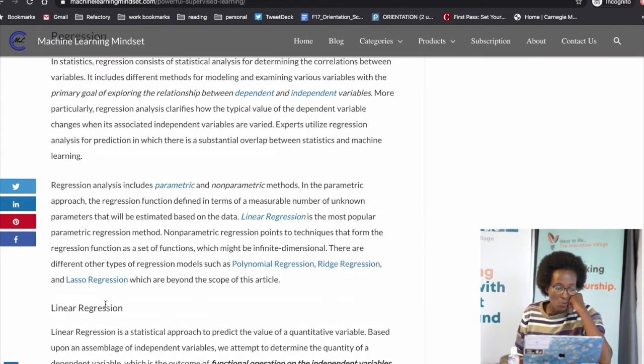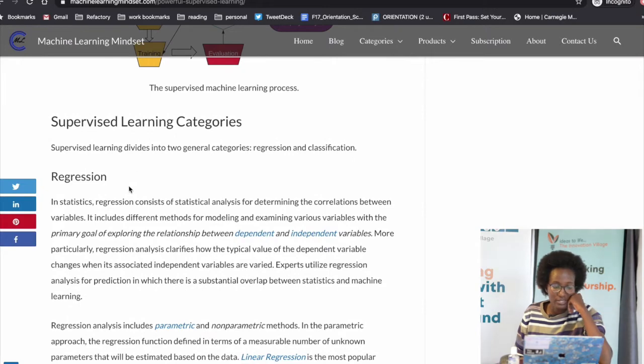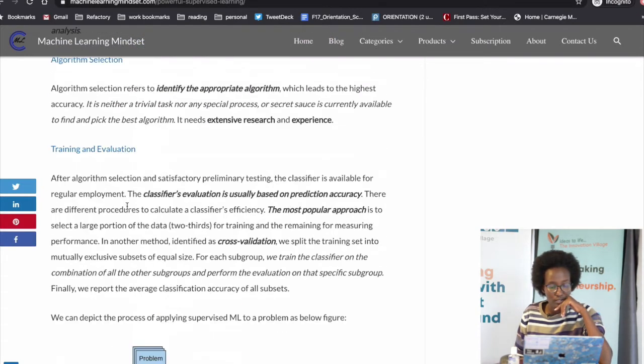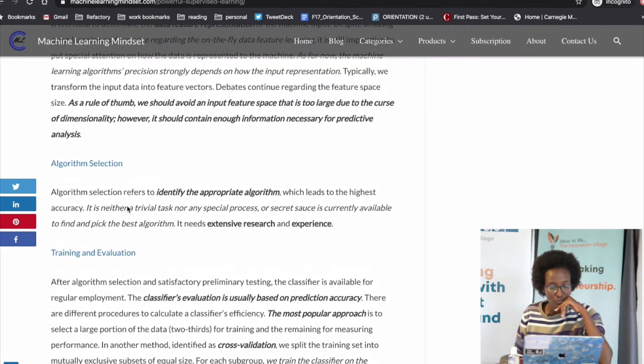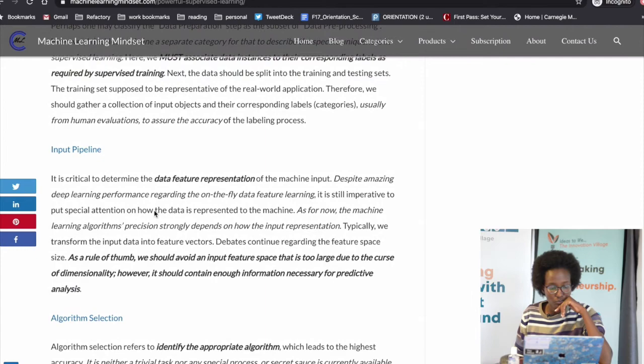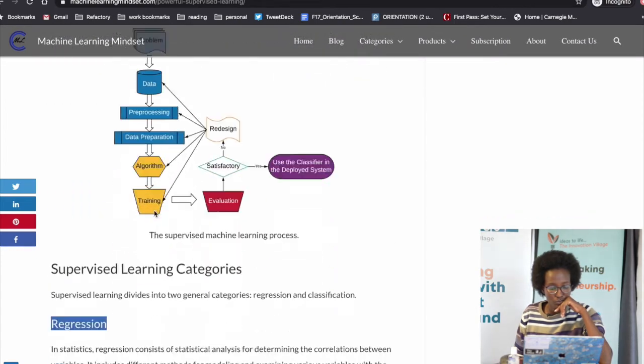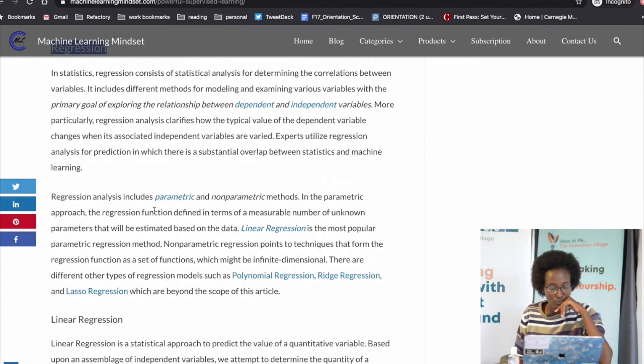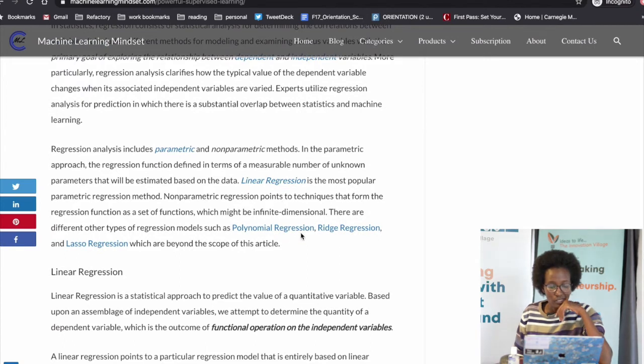So here we've seen that this is a regression. There are other kinds of regression like we've seen above. We've just looked at linear regression right now. There's polynomial regression, there's ridge regression, there's lasso regression.